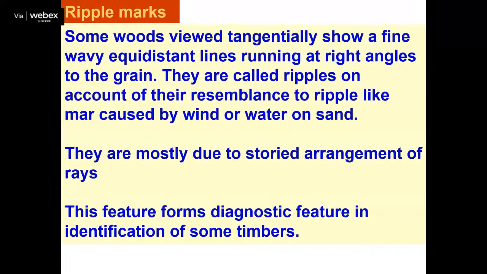In some timbers, we can observe a diagnostic character, like in all Pterocarpus species and Dalbergia species. Whenever we look at the tangential side, we see the ripple marks. Ripple marks means storied arrangement of rays. This is present only in a few timbers. This is a diagnostic character.